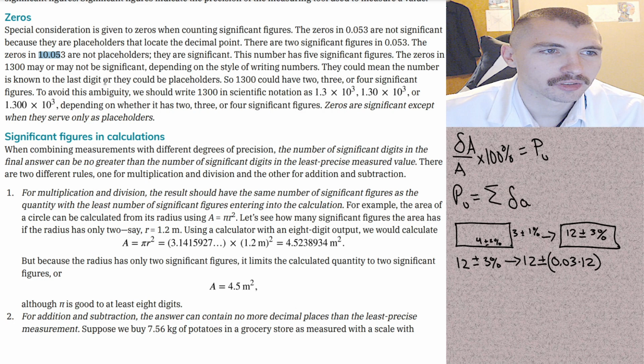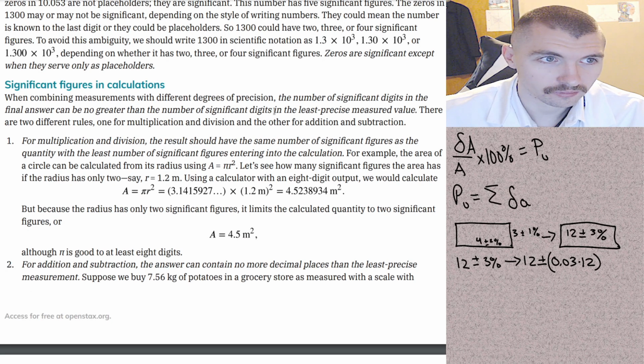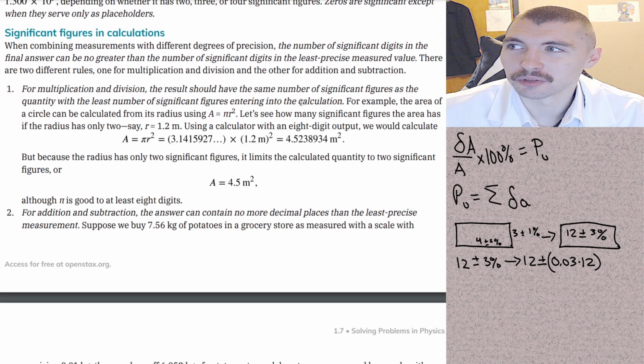That could mean a number is known to its last digit. So 1300 could have 2, 3, or 4 significant figures. We should write 1300 in scientific notation like this: 1.3... where there's 2, 3 zeros are significant except when they serve only as placeholders. Okay, so that was a mouthful.